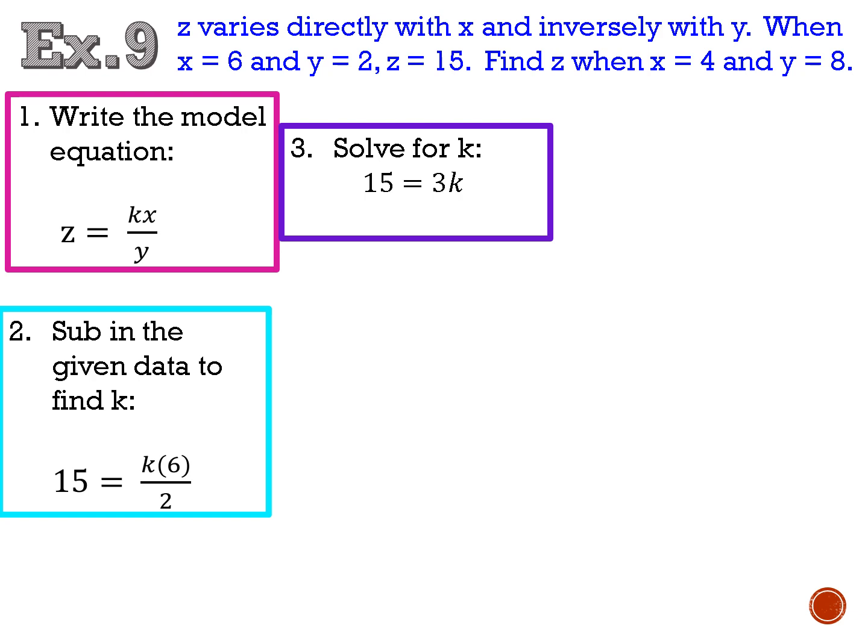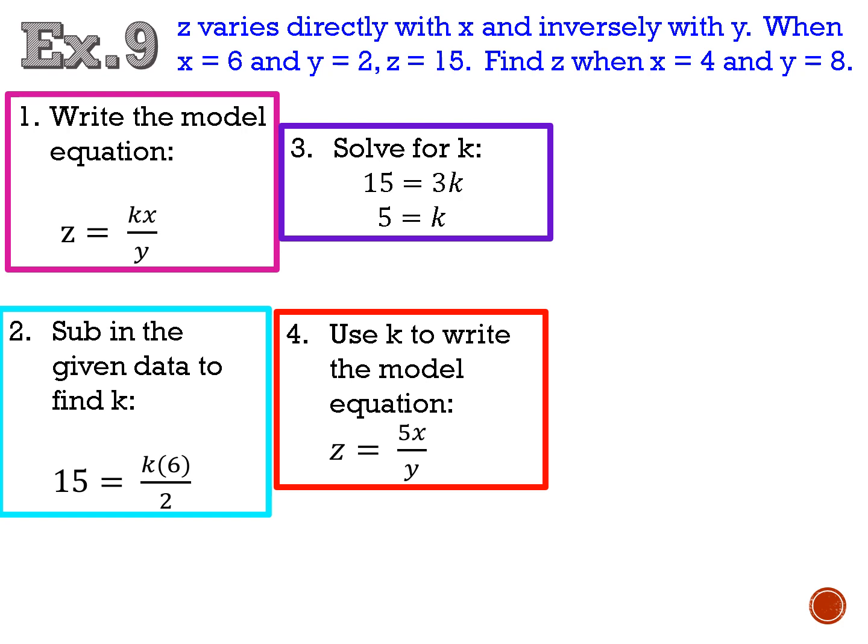So in this case, I did 6 divided by 2. You could multiply by 2 and then divide by 6, you're going to get the same answer. But here I just did 6 divided by 2. So I got 3k equals 15. Divide by 3, you get k is 5. Awesome! Now we can write our equation.